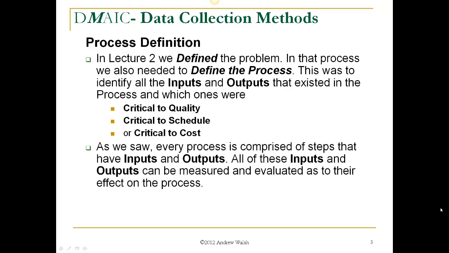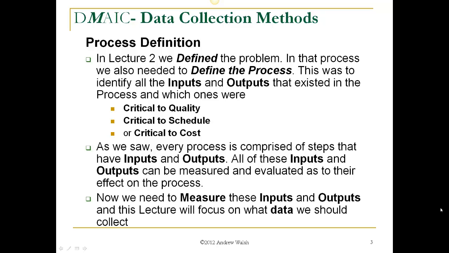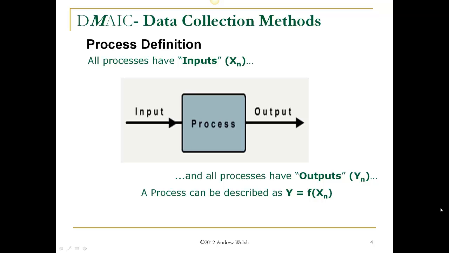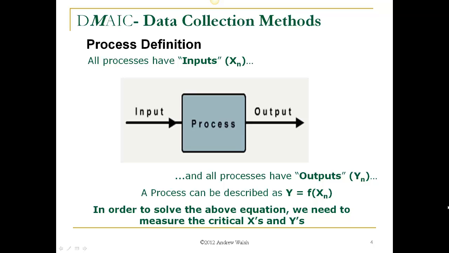As we saw, every process is comprised of steps that have inputs and outputs. All these inputs and outputs can be measured and evaluated as to their effect on the process. Now we need to measure these inputs and outputs, and this lecture will focus on what data we should collect. Again, as we've seen in the previous lectures, all processes have inputs, x's, and all processes have outputs, y's. And a process can be described by the formula y equals the function of x. In order to solve that above equation, we need to measure accurately the critical x's and also the y's.